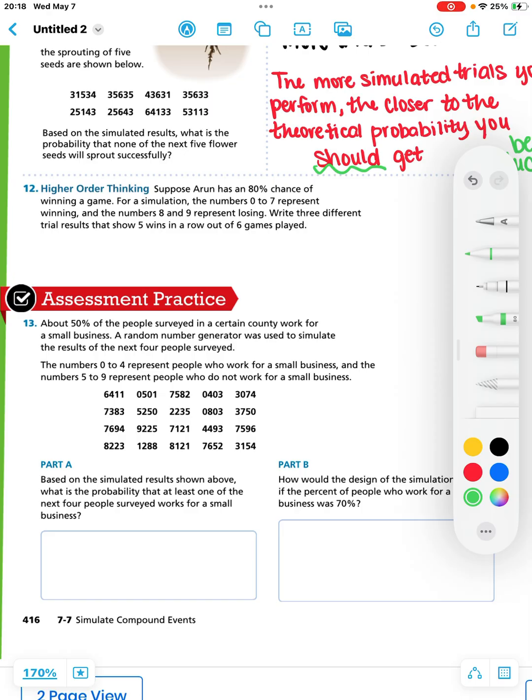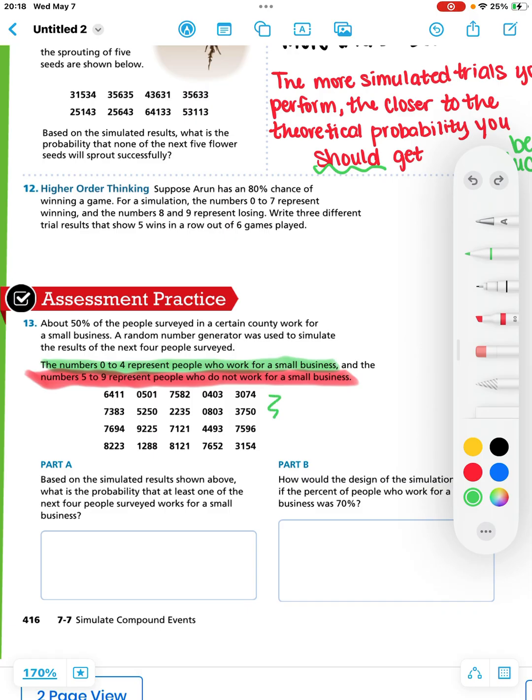All right, which does bring us over to the last one. It says about 50% of people surveyed in a certain county work for a small business. A random number generator was used to simulate the results of the next 4 people surveyed. This is important: the numbers 0 to 4 represent people who work for the small business, and 5 through 9 represent people who do not work for a small business. And then we have our trials.